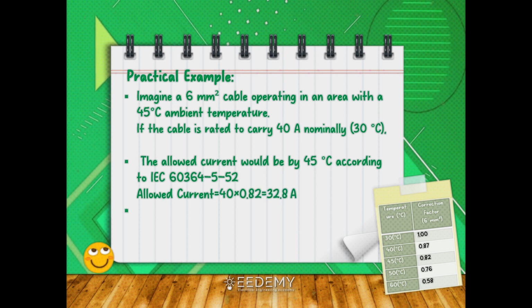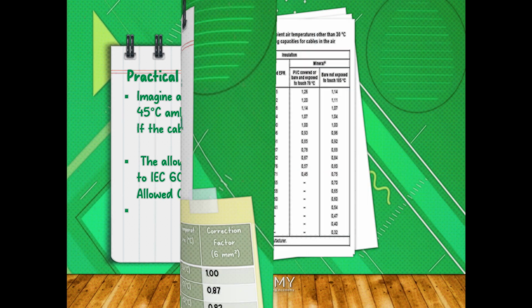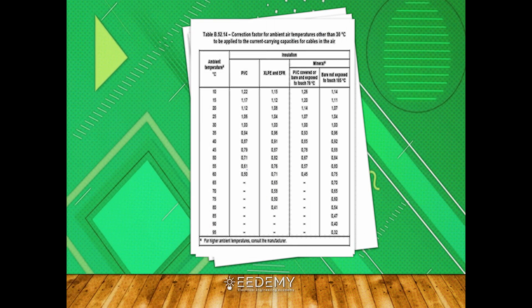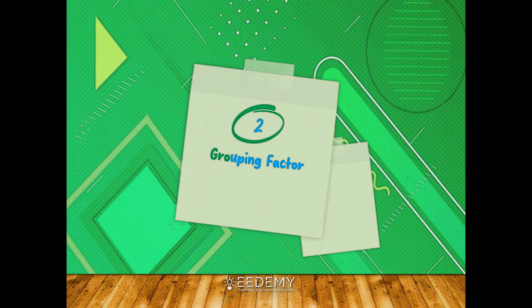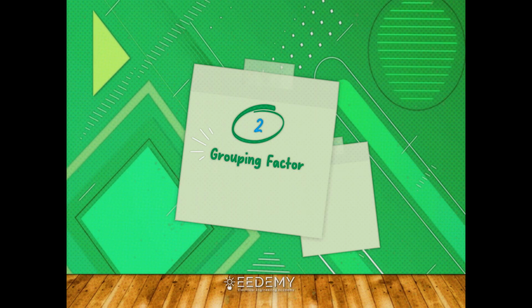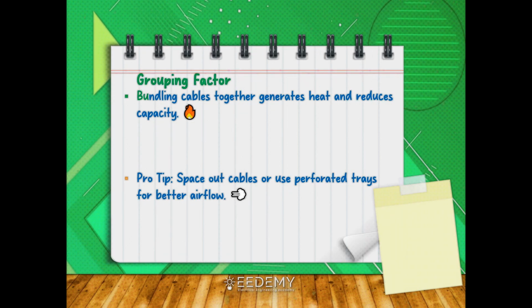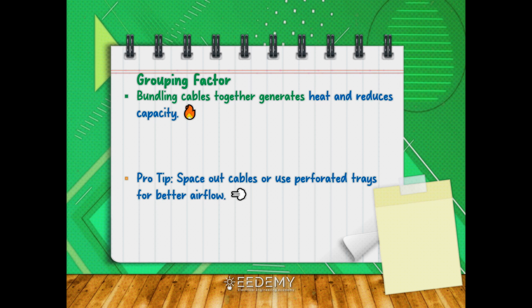Everyone gets warmer, right? The same applies to cables. 2. Grouping factor. Bundling cables together increases heat, which affects their current carrying capacity. When possible, space out your cables or use perforated trays to let them breathe. Your cables will thank you. Standards such as IEC 60364-5 provide grouping correction tables based on the number of cables and their arrangement.